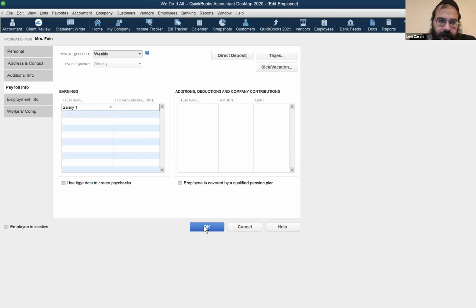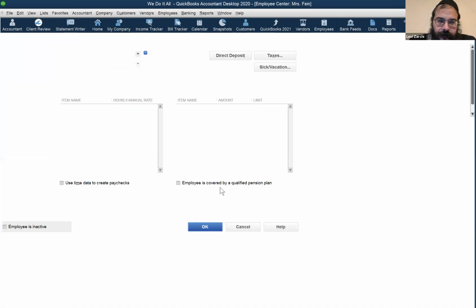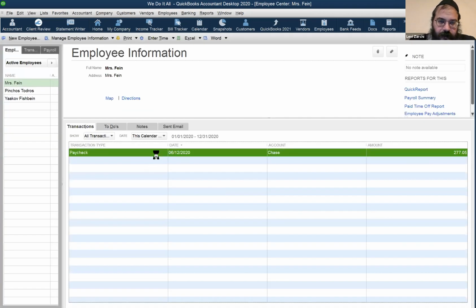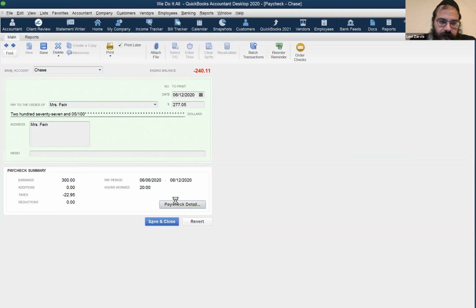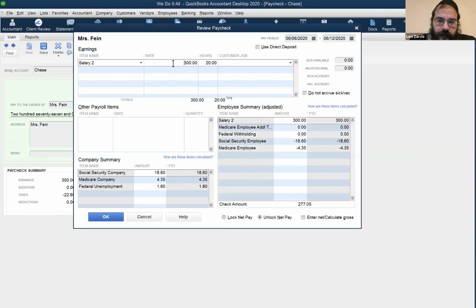What is the benefit of that? Since she's salary one, I go to the paycheck. We had this issue, which was unplanned. We go into paycheck detail. We can actually put in here, if we edit her salary two to salary one, I could put an hourly rate. The rate is $15 an hour. The hours are 20 hours, and it automatically calculates the check as $300. It didn't change the net amount. It's still the same $277.05.